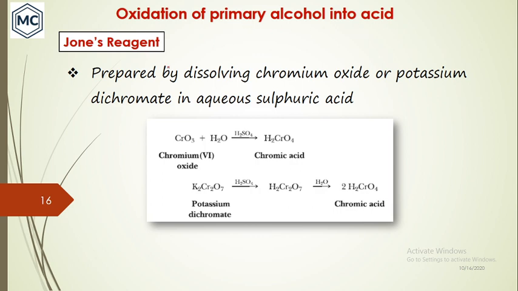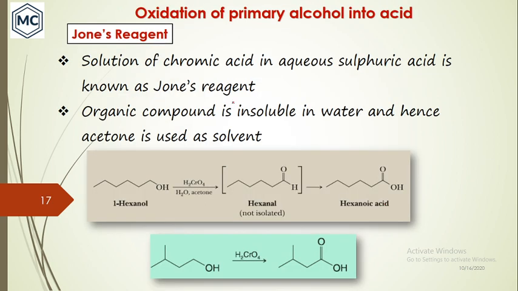One is John's reagent. John's reagent is prepared by dissolving chromium trioxide, CrO3, or potassium dichromate in aqueous sulfuric acid. And there are 2 ways you can prepare it. One is chromium trioxide with aqueous sulfuric acid, it gives H2CrO4, and potassium dichromate also gives chromic acid. Okay. And the solution of chromic acid in aqueous sulfuric acid is known as John's reagent.